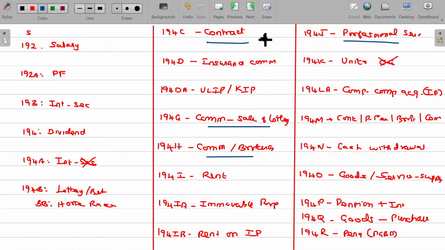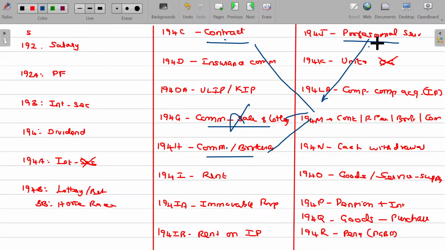Understand? All these things are applicable only on satisfaction of some conditions. On non-satisfaction of the conditions, you will nicely escape deducting the TDS under these provisions. Okay, 194C, 194G, 194H, and 194J. You can forget about this one also, but predominantly three: contract, commission, brokerage, professional fee.